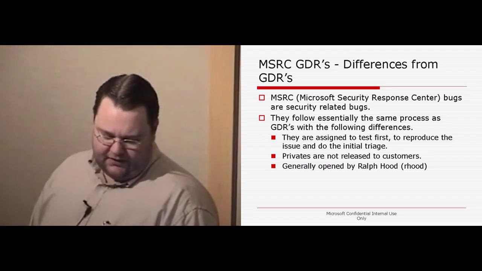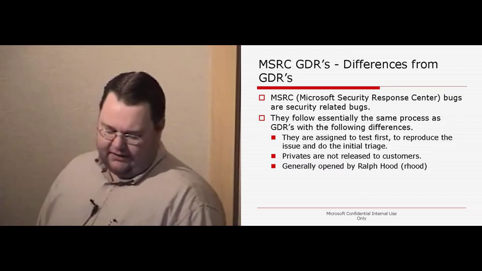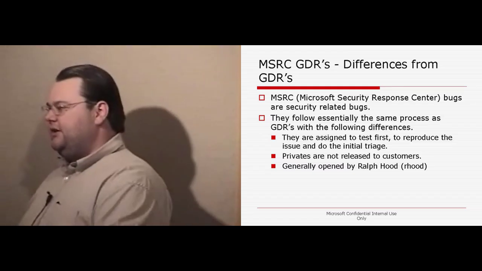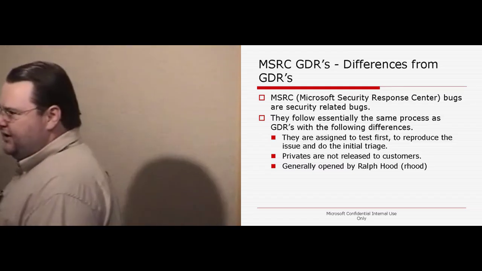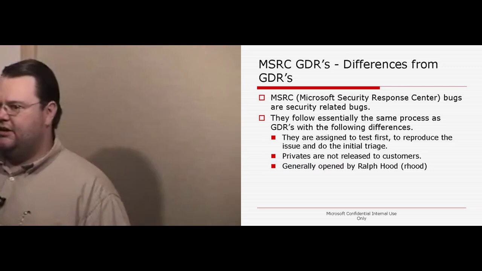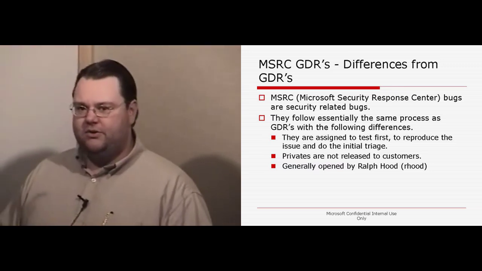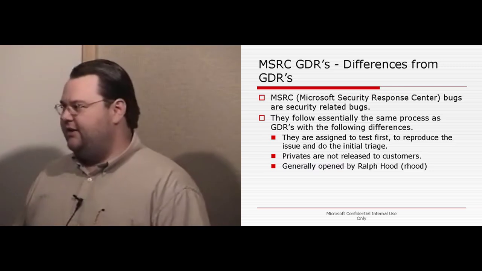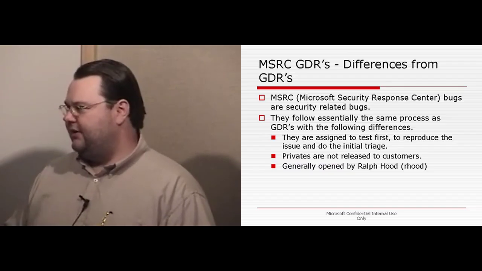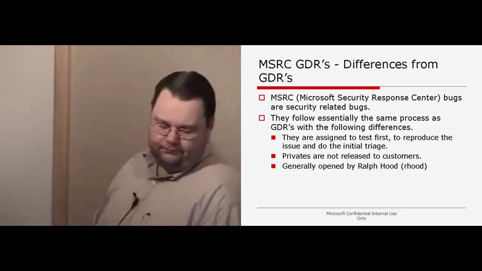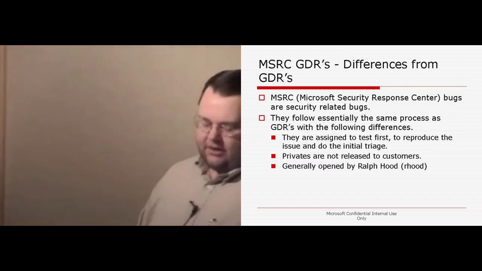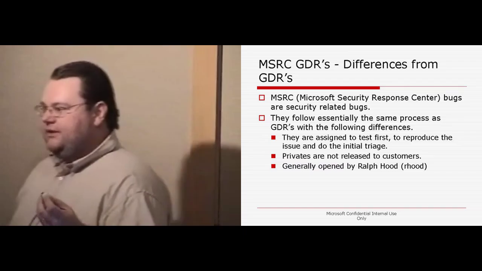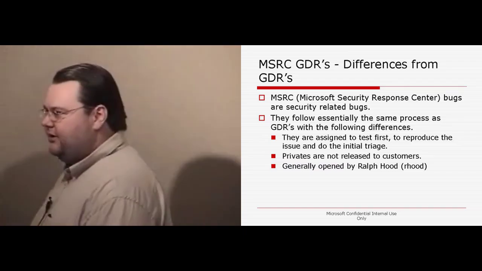But some of the differences, they get assigned to test first. Generally these are bugs that come in through MSRC as opposed to CPR. MSRC doesn't necessarily have a team of engineers that are out there reproducing the issues. They'll just file the issue, make sure that it looks legitimate, and then they'll assign it to one of our testers to reproduce it in-house up front. So we kind of are doing the work of the CPR team. And obviously the privates don't get released to the customer until we're ready to release the full GDR.